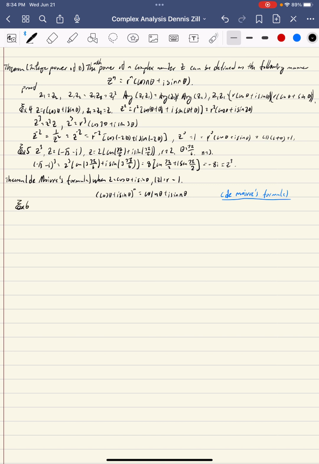Now let's do another example, example 6. If we recall, our z is equal to this number, negative root 3 minus i, and we know that theta, which is the argument, not the principal argument, is 7π/6. Then cosine of theta, that is π/6 reference angle, is equal to root 3 over 2. And what is sine of theta? Sine of theta is equal to 1 over 2.